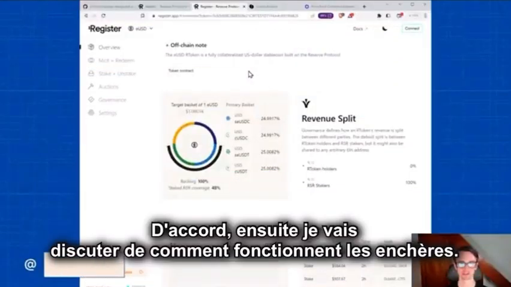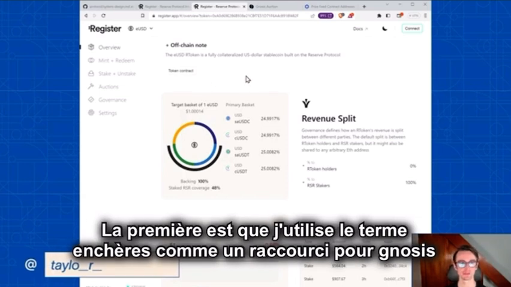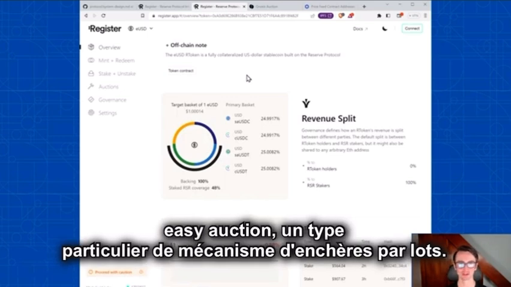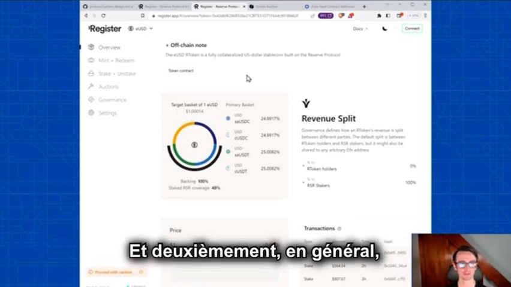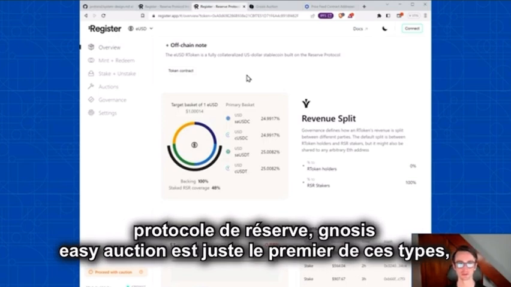All right, next I'll be discussing how auctions work. I want to preface this with two caveats. One is that I'm using the term auctions as a shorthand for Gnosis Easy Auction, a particular type of batch auction mechanism. And two, that in general, there can be any number of trading methods integrated with the reserve protocol.